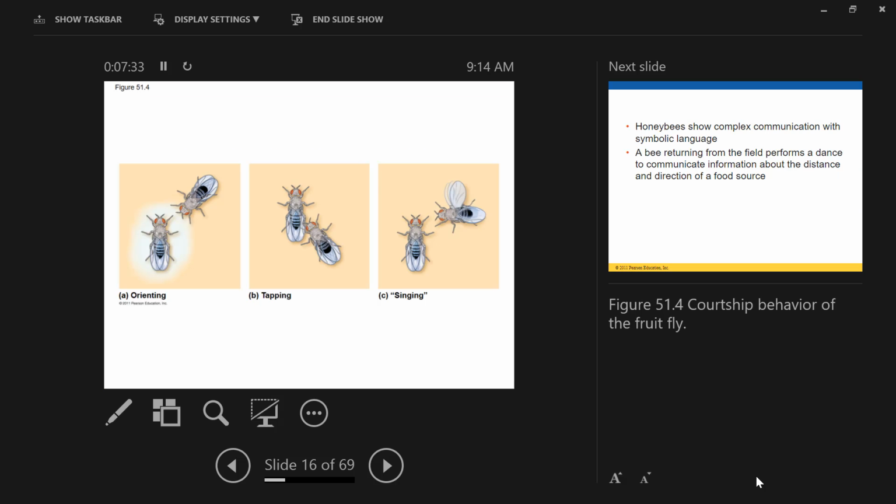All right. So here's this 3-step communication cascade. Male notices female. Male approaches female, male sings to female. If all goes well, you get baby fruit flies. All right?